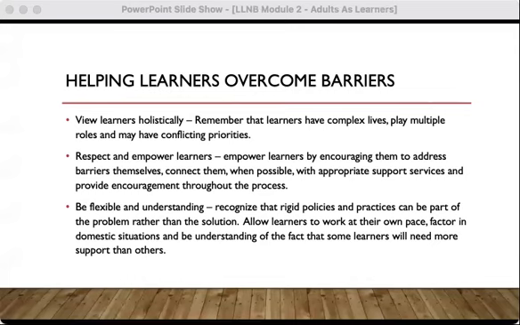Be flexible and understanding. Recognize that rigid policies and practices can be part of the problem rather than part of the solution. Allow learners to work at their own pace, factor in domestic situations, and be understanding of the fact that some learners will need more support than others.